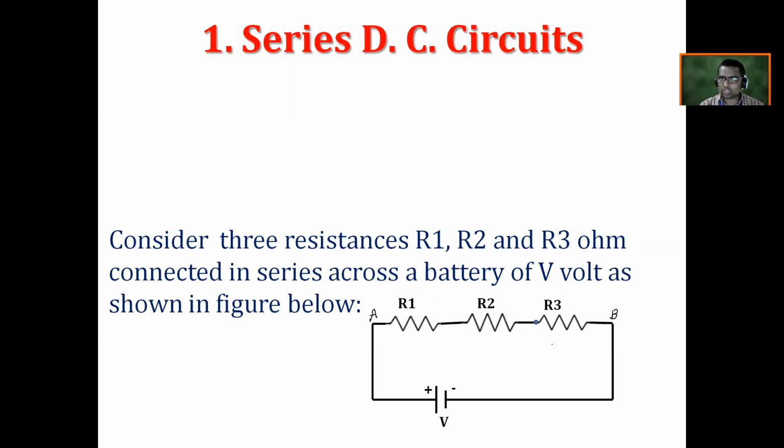But two things are mandatory to say about the series circuit. What are these two things? The first thing is that R1, R2, R3 are connected end to end. This is a common end of R1 and R2, and this is a common end of R2 and R3. Is it right? The point number one is that the resistances are connected end to end.